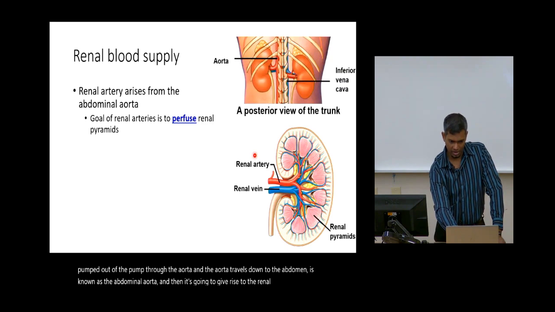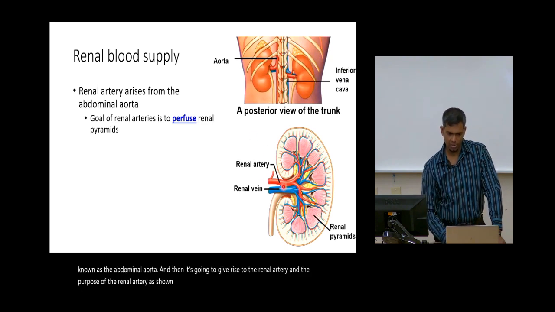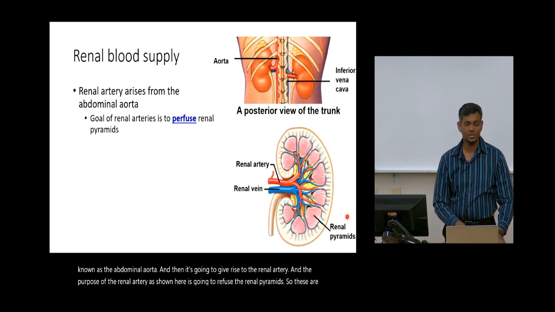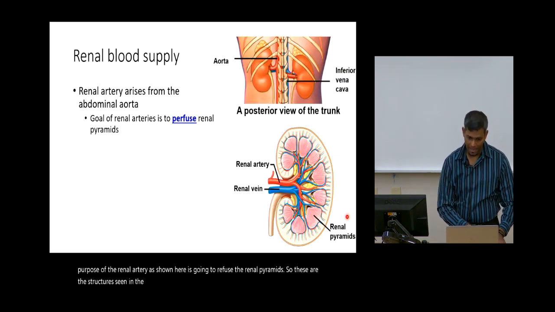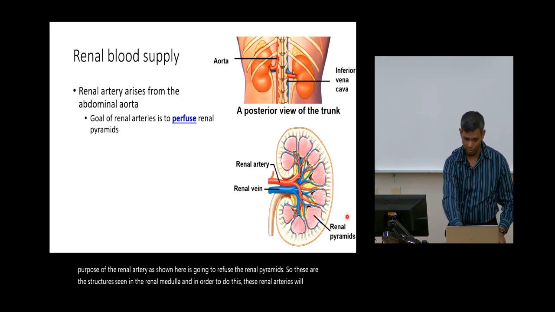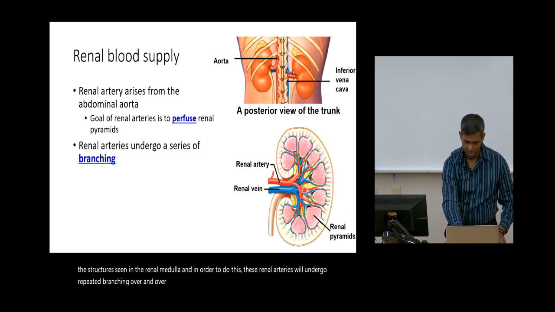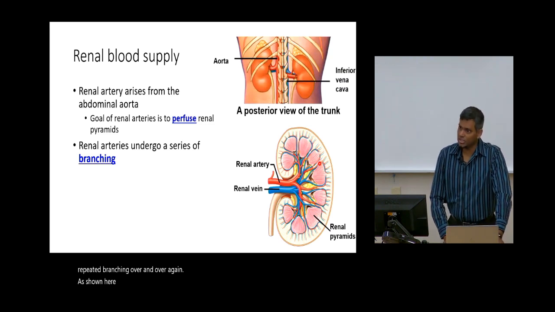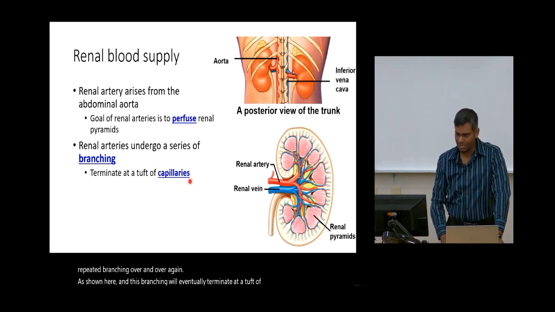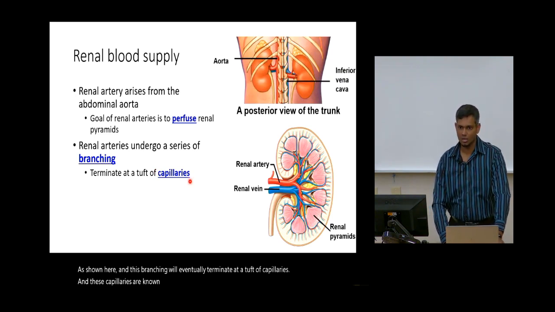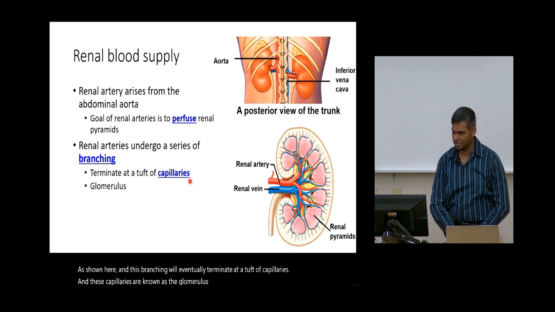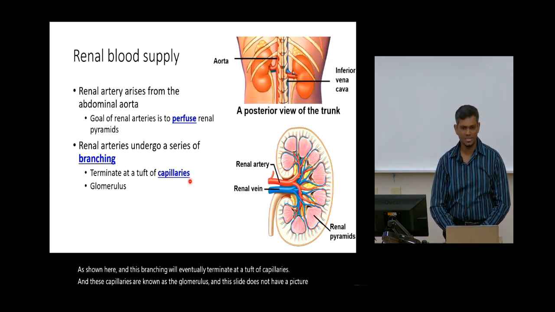And the purpose of the renal artery, as shown here, is going to perfuse the renal pyramids. These are the structures seen in the renal medulla. In order to do this, these renal arteries will undergo repeated branching over and over again, as shown here, and this branching will eventually terminate at a tuft of capillaries, and these capillaries are known as the glomerulus.